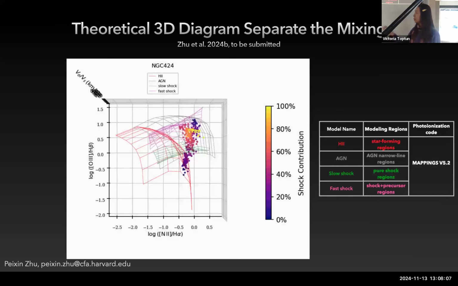Okay, using these model grids, I'm going to first overplot them on this BPT diagram. As you can see, this is a projection of the 3D diagram onto H-alpha on the x-axis and O3/H-beta on the y-axis. The red model grids are the HII model, black grids are the AGN model, the magenta grids are the fast shocks model, and the green grids are the slow shocks model. I'm also overplotting the IFU data of NGC 424 on this diagram.